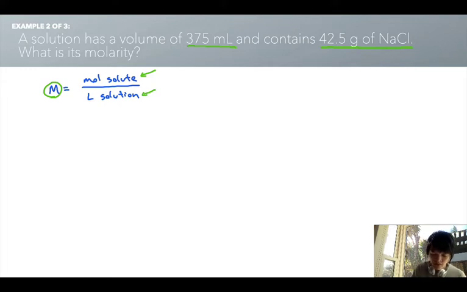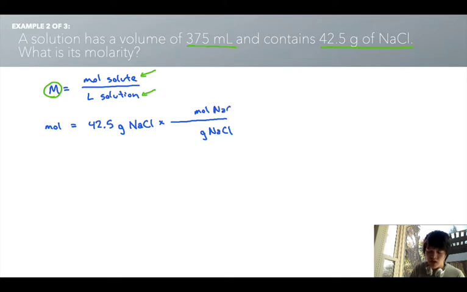So I'm going to start by figuring out how many moles of solute we have. We're going to start with 42.5 grams of our solute. And to turn from grams to moles, you multiply by molar mass. I'm going to write grams of NaCl on the bottom and moles of NaCl on the top, because that's what we want to convert to, moles.